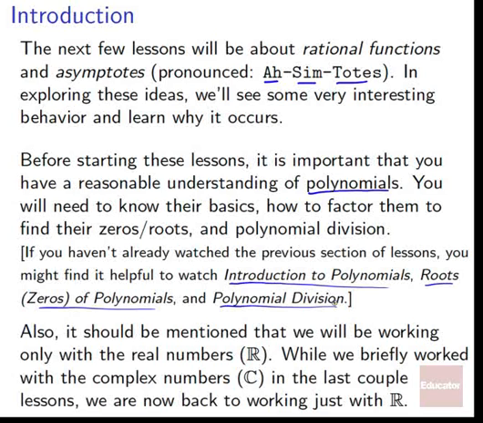Also, it should be mentioned that we'll be working only with the real numbers, so we're back to working just with the reals. While we briefly worked with complex numbers in the last couple lessons, we're not going to see anything other than real numbers anymore. So if we would have solutions in the complex, oops, too bad. We're not going to really care about them right now. They're still pretty interesting, lots of stuff to explore in the reals, so you can leave complex numbers to a future, later course in math.